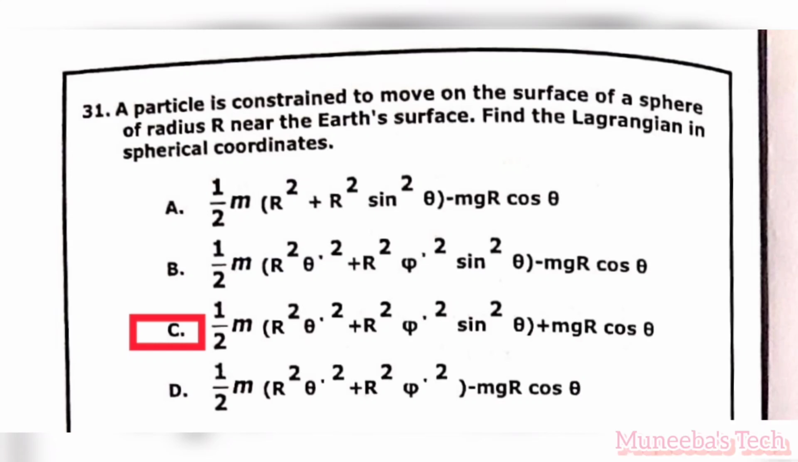Today we will discuss questions from 31 to 50 from the GAD subject past paper of 2020. Our question 31 is: a particle is constrained to move on the surface of a sphere of radius r near the Earth's surface. Find the Lagrangian in spherical coordinates. First we check all the options, and always remember that the Lagrangian for spherical coordinates always has the mgr cos theta factor added in this situation. So the option C is correct.